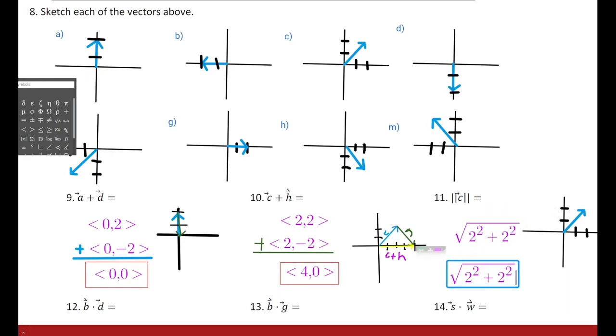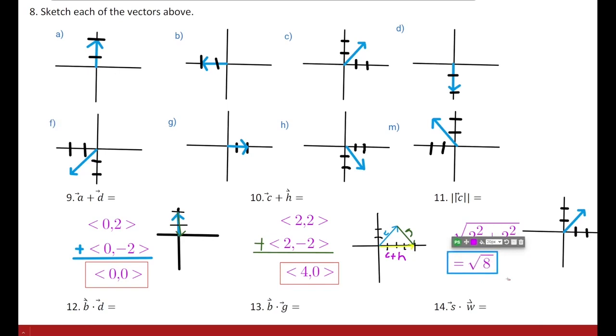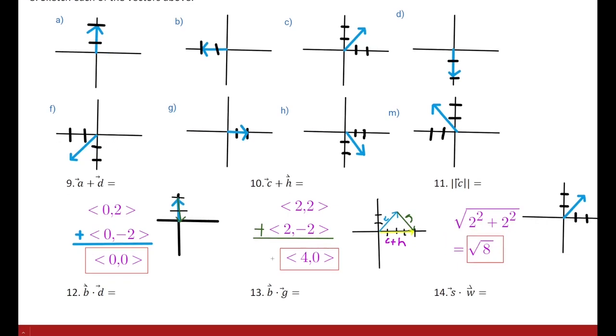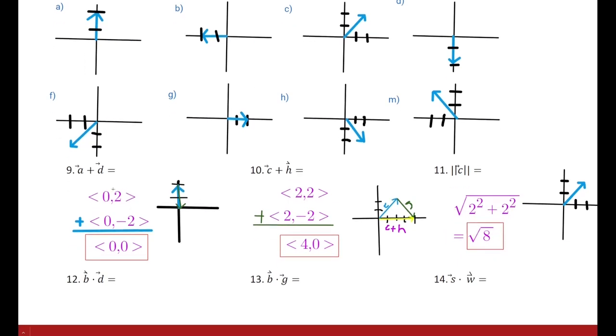Two squared is 4. So 4 plus 4 turns out to be 8. So this is the magnitude of the vector. One thing I want to make a quick mention of here is notice how the answers to 9 and 10 were both vectors. When you find the sum of two vectors, you end up with a vector. But when you calculate the magnitude of a vector, you get a scalar.